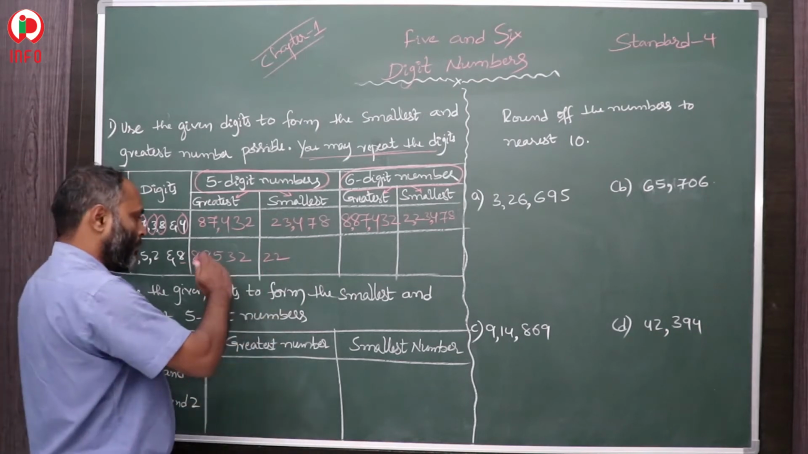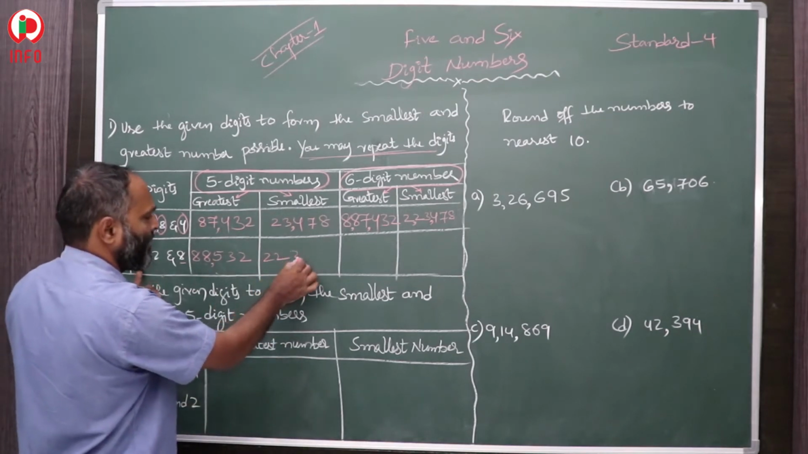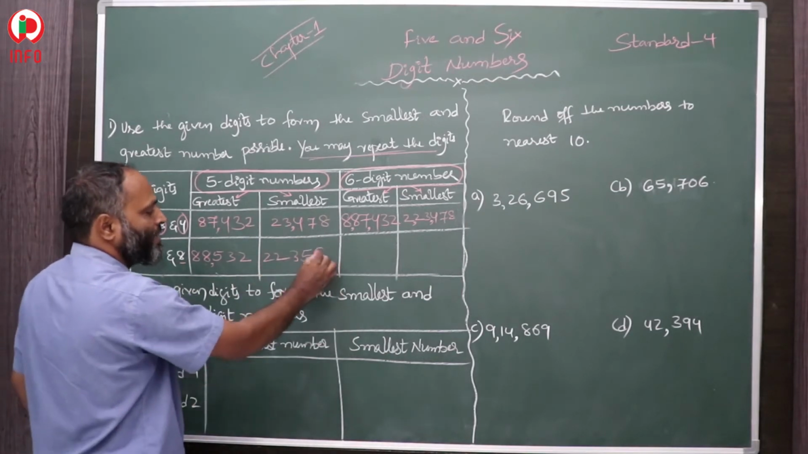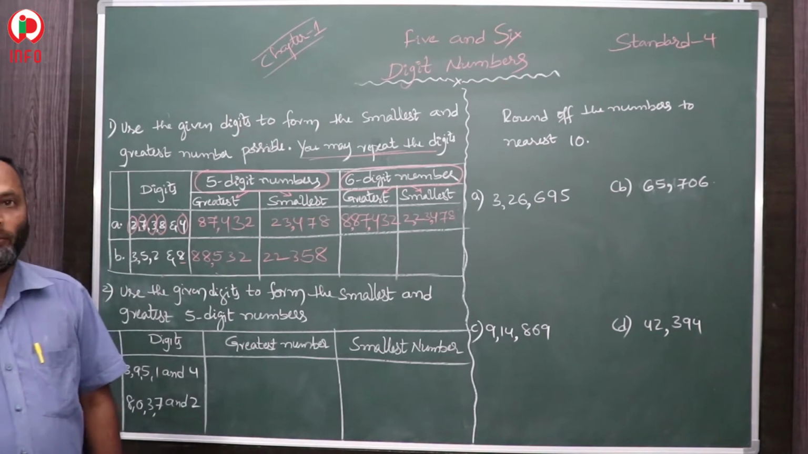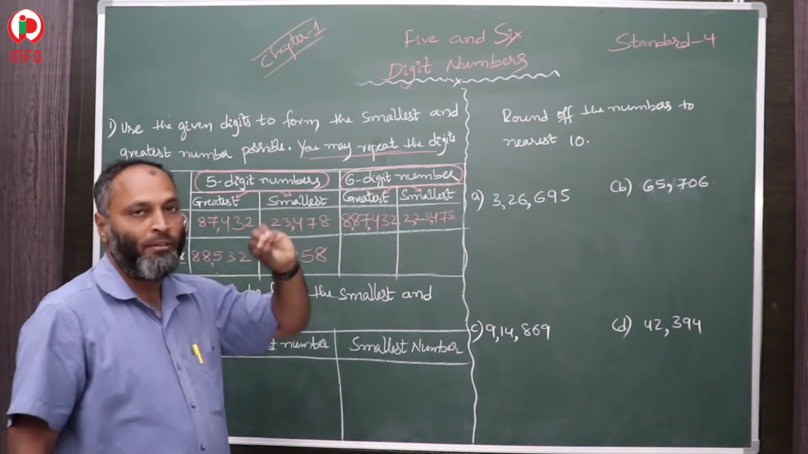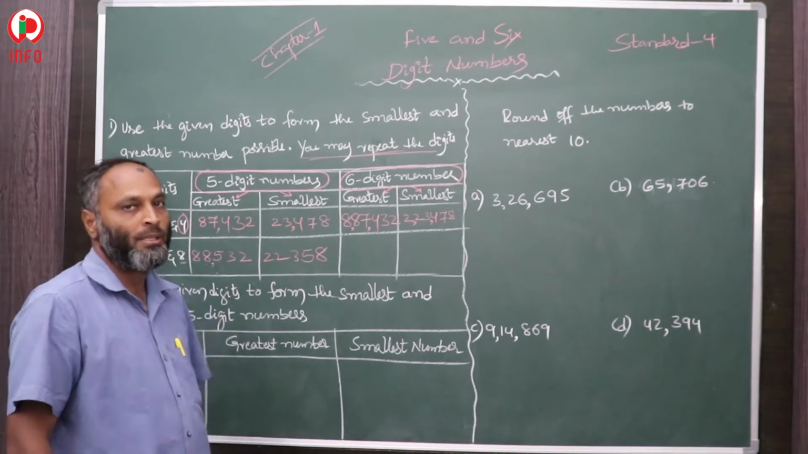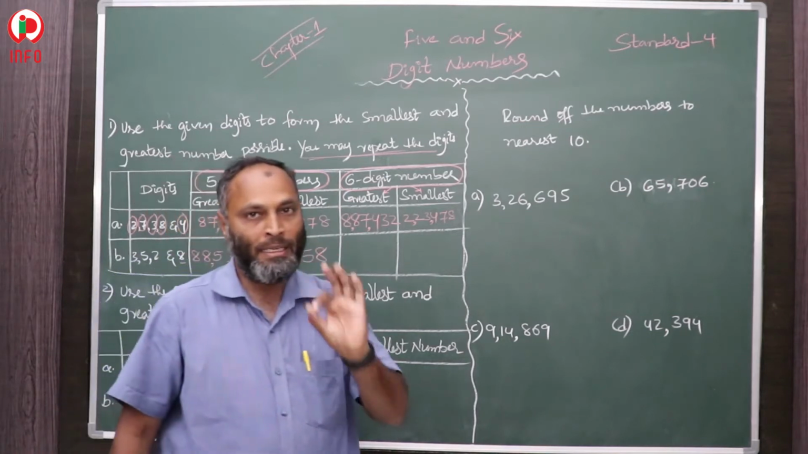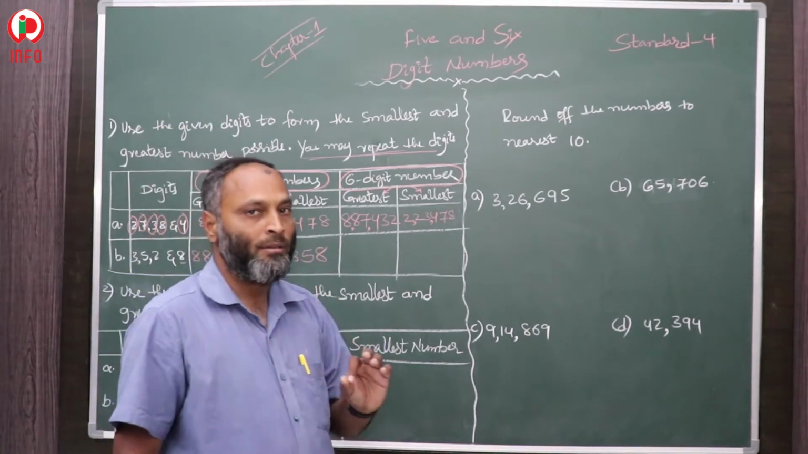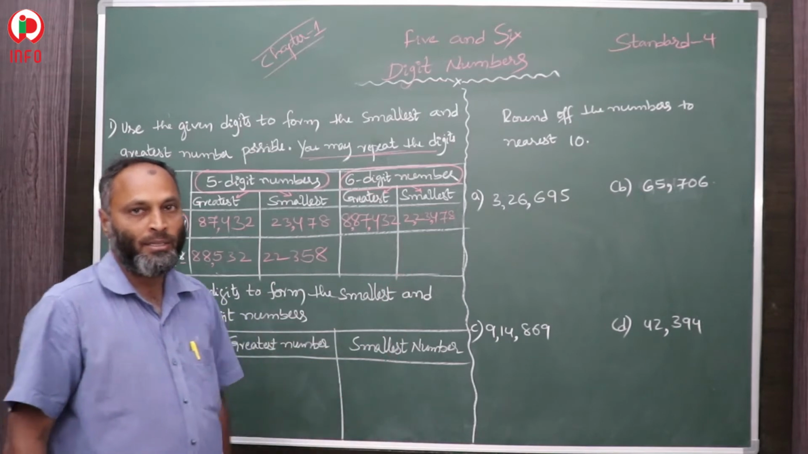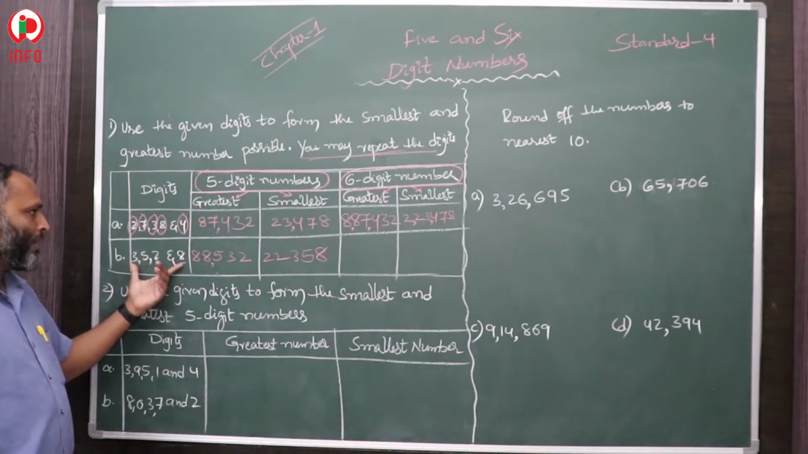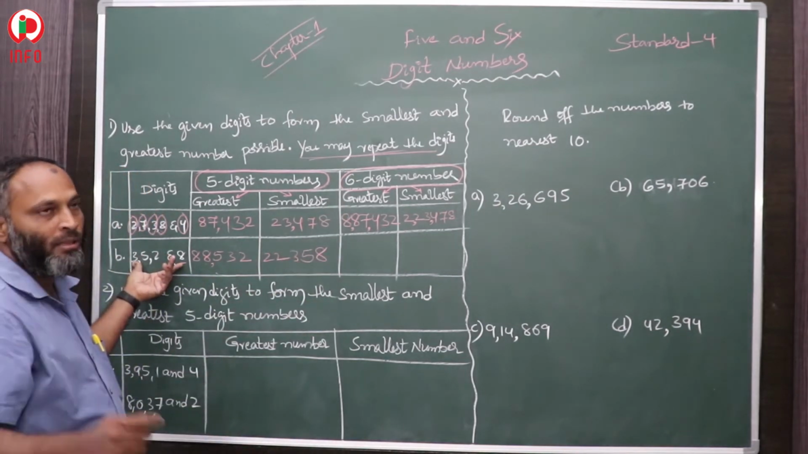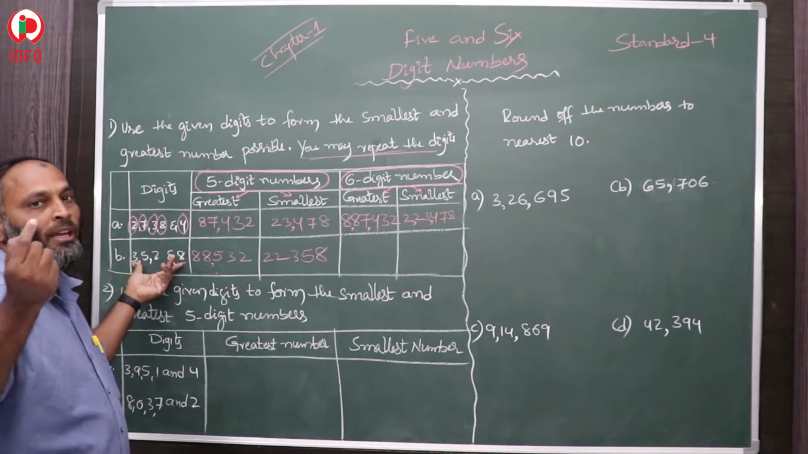Then after that, bigger than this number is 3, and after that bigger than this is 5, and bigger than this is 8. In this way we have to make the smallest number. After this we need a 6 digit number, that too greatest and smallest. Here we have only 4 digits, but we need 6 digits. We need 2 more digits, that means we have to repeat.